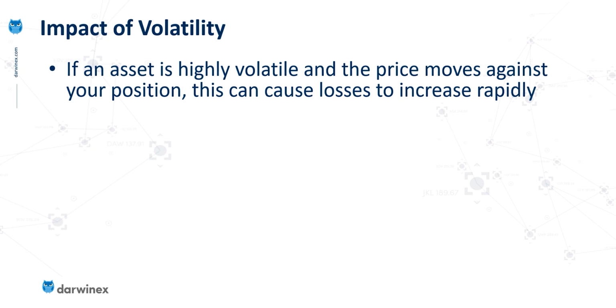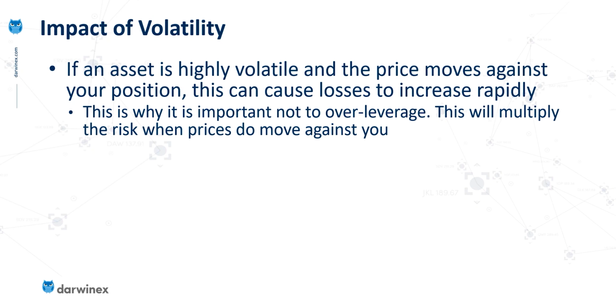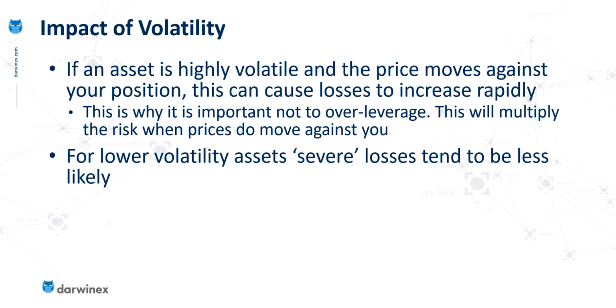And if we've assessed a range of assets, those assets that are highly volatile mean that when we trade those, if the price moves against your position, this can cause losses to increase rapidly. And this is one of the reasons, of course, why it's so important not to over leverage our positions. Because when prices do move against us in this way, this just multiplies the risk. Now, for lower volatility assets, severe losses tend to be less likely. It's not to say they won't happen, and if there are any major economic releases, these can of course cause the volatility to change, but under normal circumstances, lower volatility usually suggests lower risk.